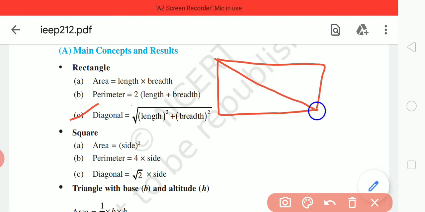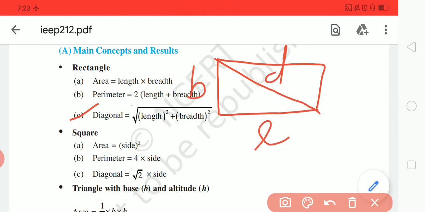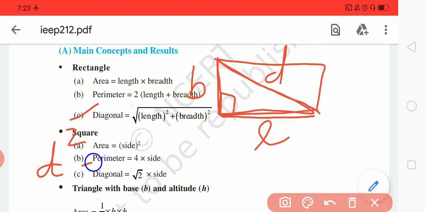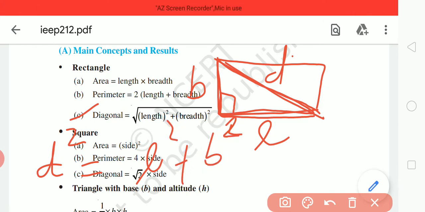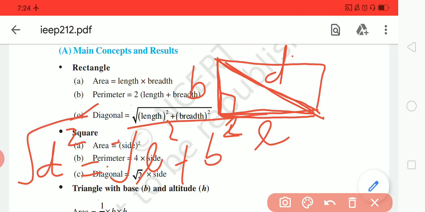This is the diagonal, and if this is the length and this is the breadth, you can find this diagonal. You know that this is 90 degrees, and in the rectangle this is a right angle triangle now, and Pythagoras can hold. So your d square, this hypotenuse is d here. D square is equal to L square plus B square, and taking square root on both sides, you will get plus and minus both here.